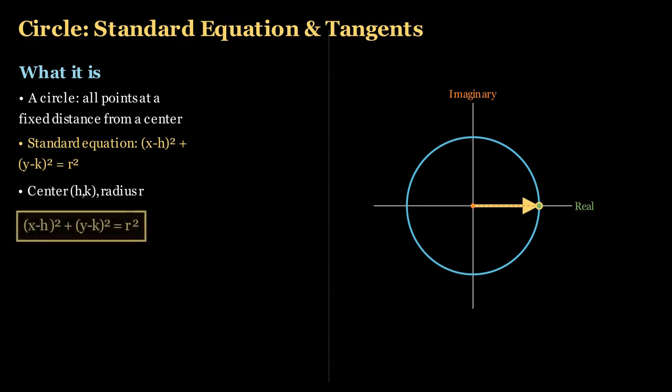If we place the center at coordinates h and k on the Cartesian plane, and call the radius r, then every point x, y on the circle satisfies the standard equation (x minus h) squared plus (y minus k) squared equals r squared. This is just the Pythagorean theorem in disguise. Think of the radius as the hypotenuse of a right triangle whose legs are the horizontal and vertical distances from the center to any point on the circle.